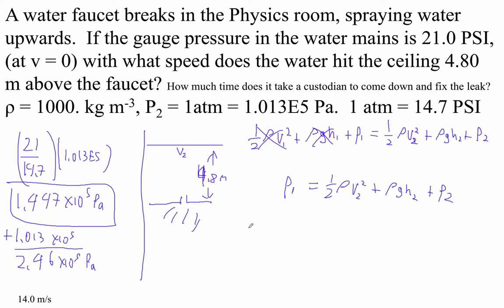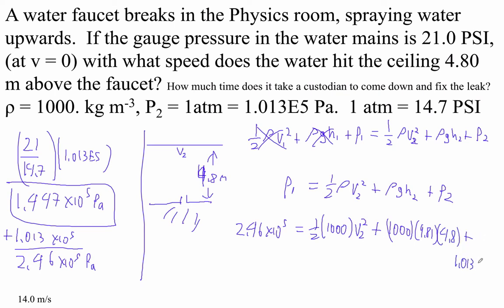Okay, we can do this. So this pressure, 2.46 times 10 to the 5th, is equal to 1/2 times 1,000 times V2, and this is what we're trying to find, right? What speed does it hit the ceiling, right? Plus 1,000 times 9.81 times 4.8, plus 1.013 times 10 to the 5th.